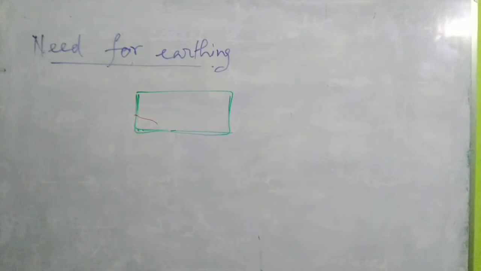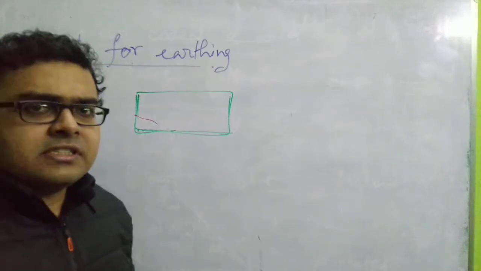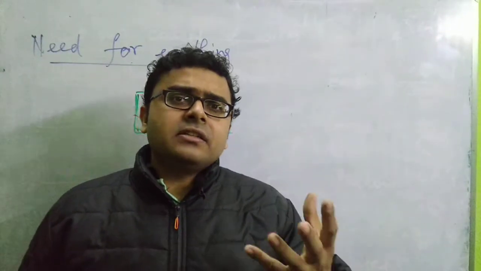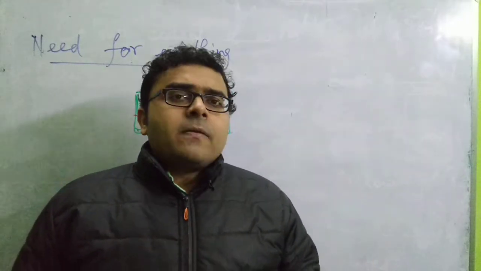Can you imagine? The metallic case is made of metal, so it's a good conductor of electricity, isn't it? So if it is a good conductor of electricity, then the metallic casing will also be electrified. The metallic casing will get electrified. Now, when you are operating this device and accidentally touch the metallic casing, you will get a shock.